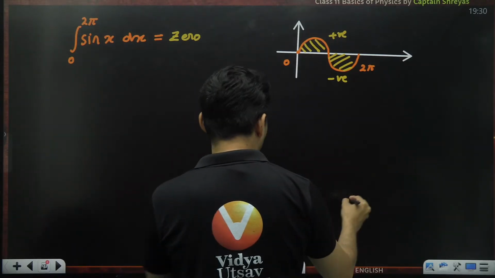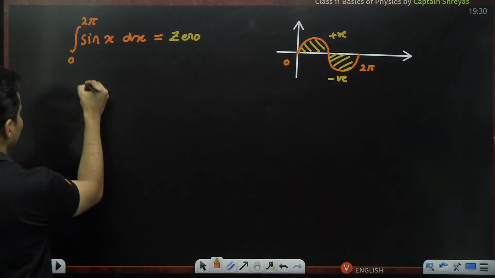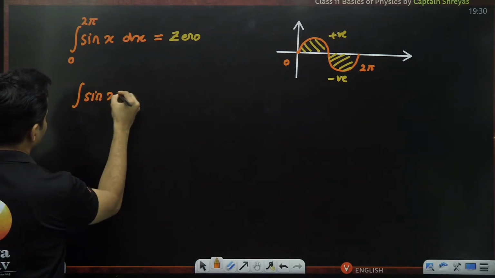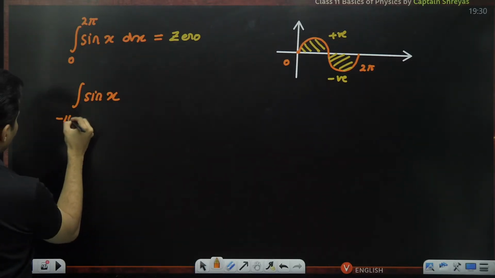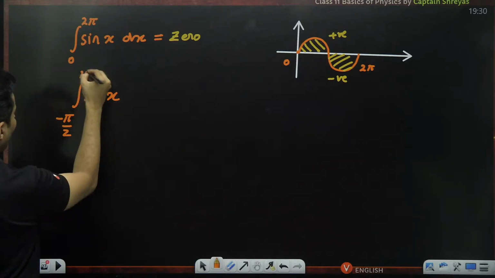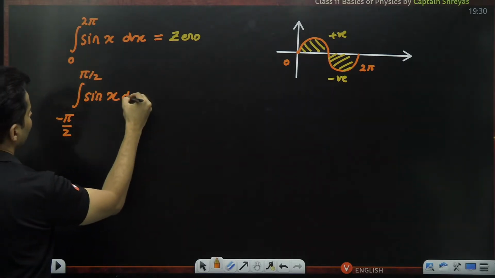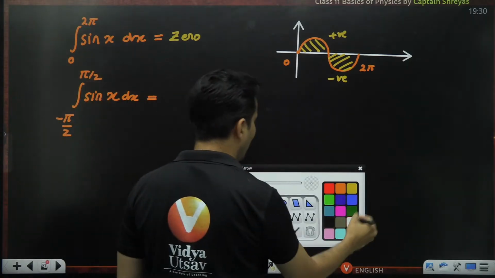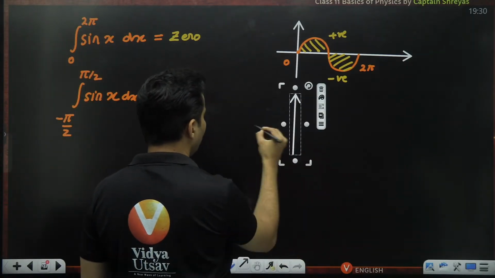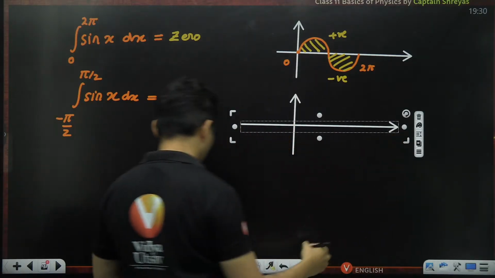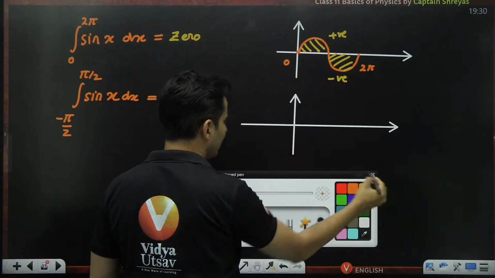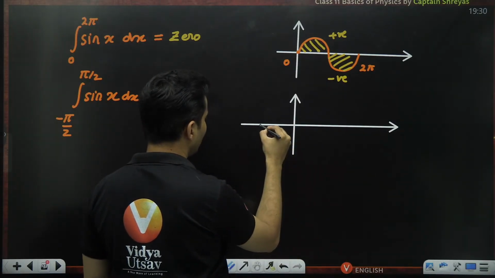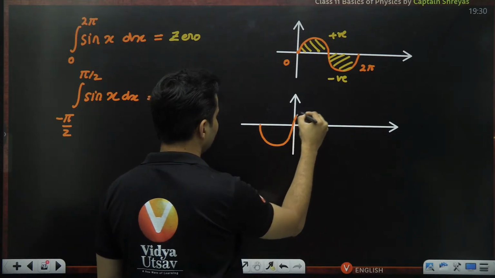Let me give you another question, guys. Let's see if you guys can do this. Integration of sine of x from negative pi by 2 to positive pi by 2 dx. Come on, guys. Negative pi by 2 to positive pi by 2. Okay. So I have to go on the negative side also, sir. Yes, definitely. So it will look probably like this.